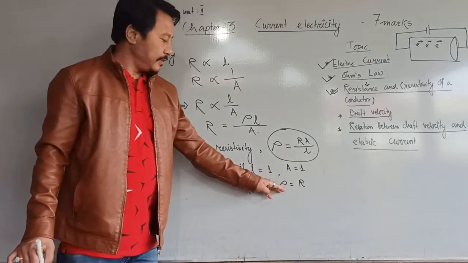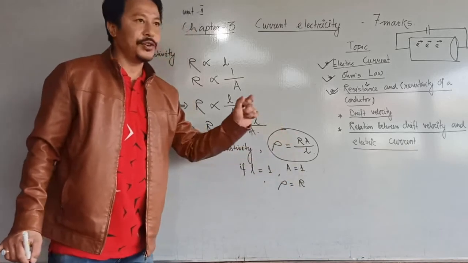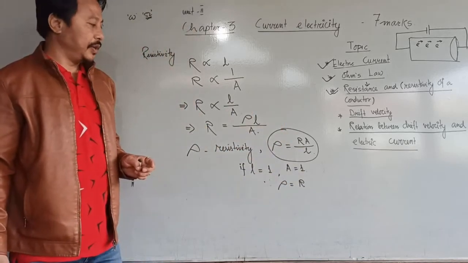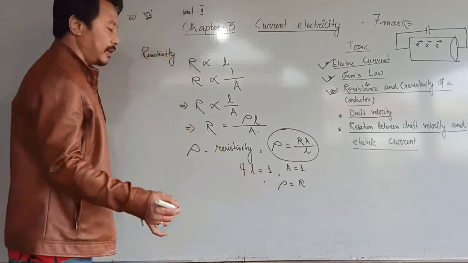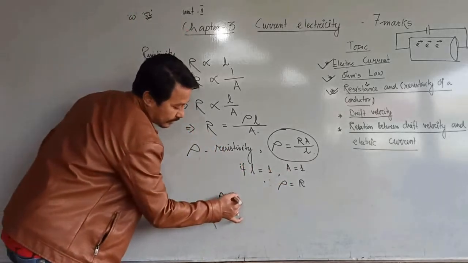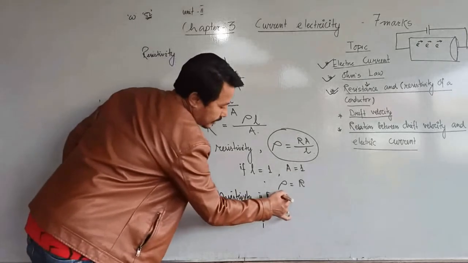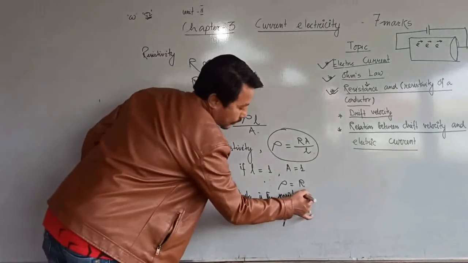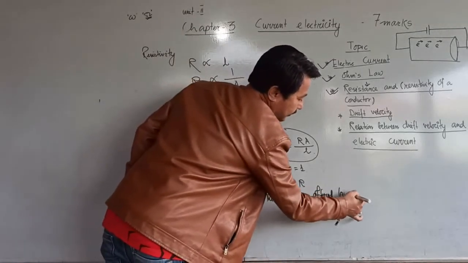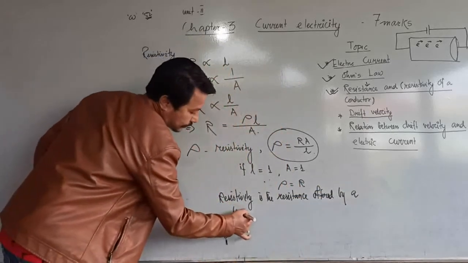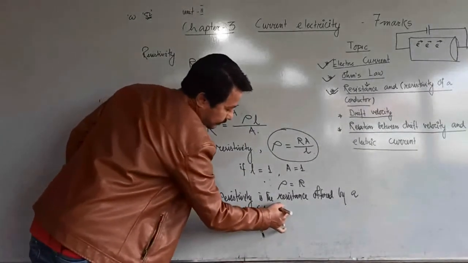Resistivity of a conductor is defined as the resistance offered by a unit cube of that material. Let me write this one. Resistivity is the resistance offered by a unit cube of a material.